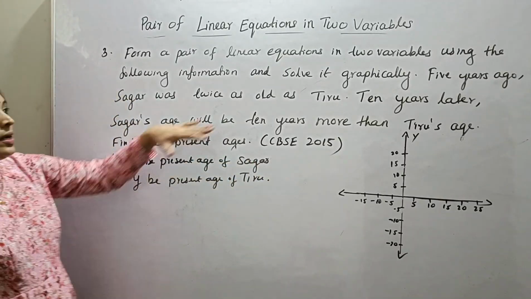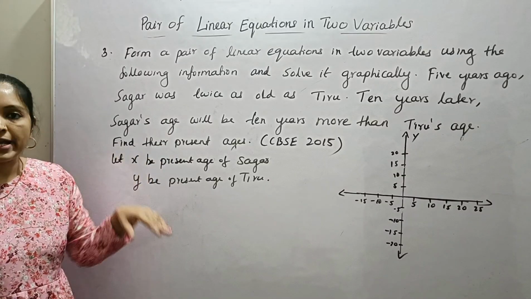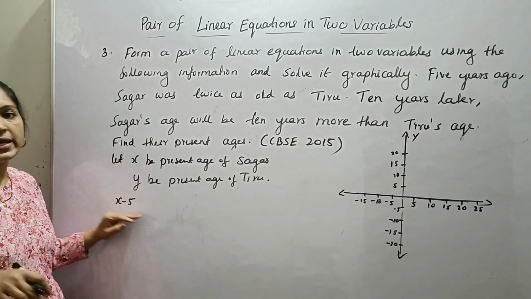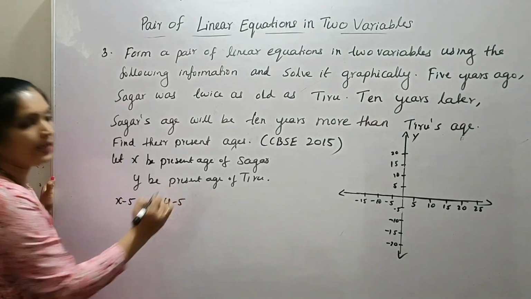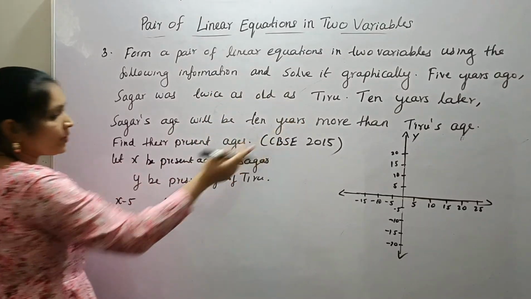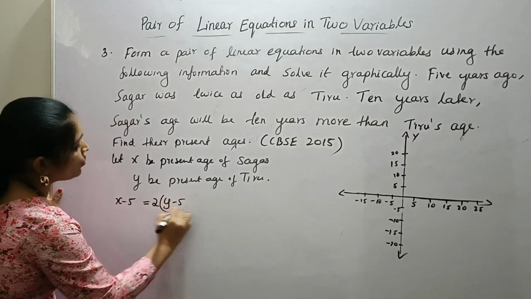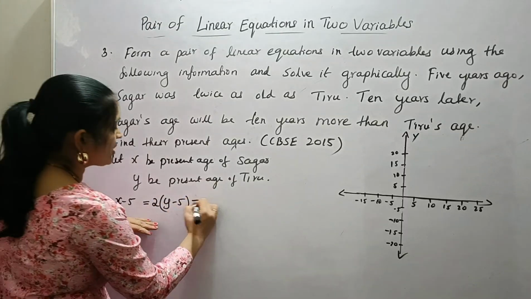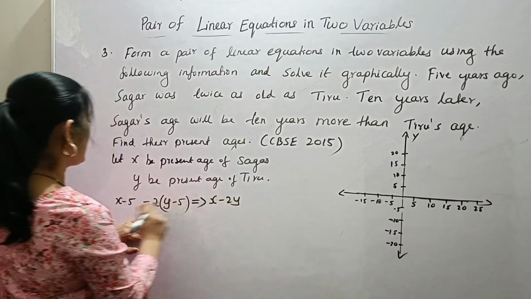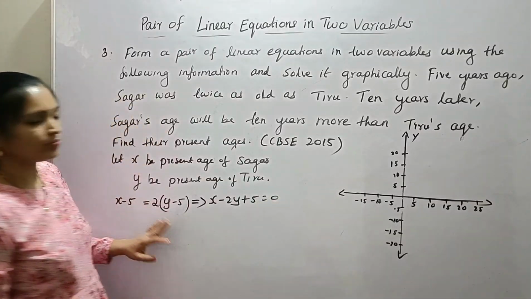Okay, then it is given that 5 years ago, what was the age of Sagar? x minus 5, right? And what was Thiru's age? y minus 5, right? It is given Sagar's age was twice Thiru's age 5 years ago. So, x minus 5 is equal to 2 into y minus 5. So, it is the first equation. That is x minus 2y minus 10 plus 5 is equal to 0.